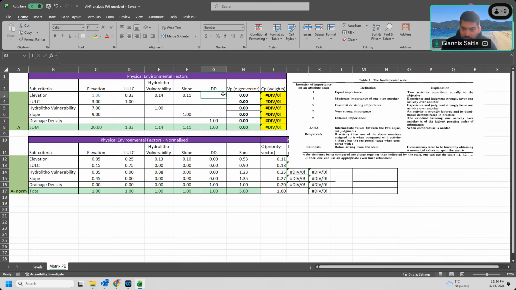Okay. So I would go for 7 or 9. Extremely. Yes. Okay. The drainage density is 9 times more important than elevation.